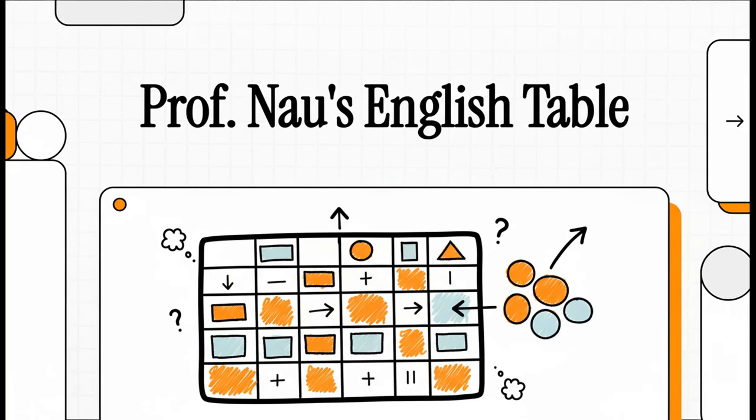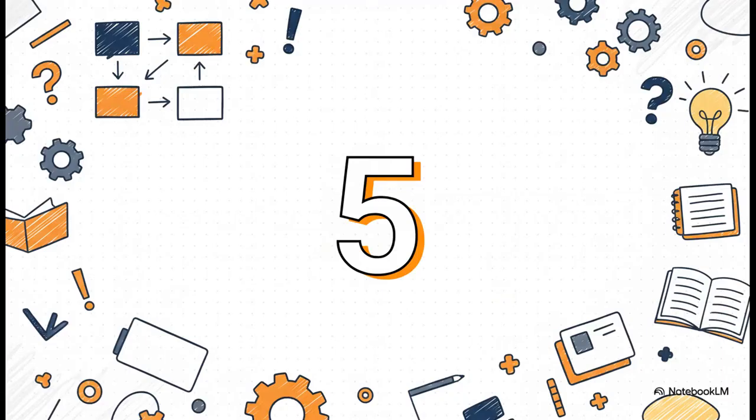If you're a Portuguese speaker trying to learn English, you already know the grammar can feel, well, a little overwhelming. But what if there was a tool that laid it all out for you visually, kind of like a roadmap to fluency? Today, we're diving into the Professor Mathias Nau English Table, a really fascinating visual guide that's all about decoding English sentence structure.